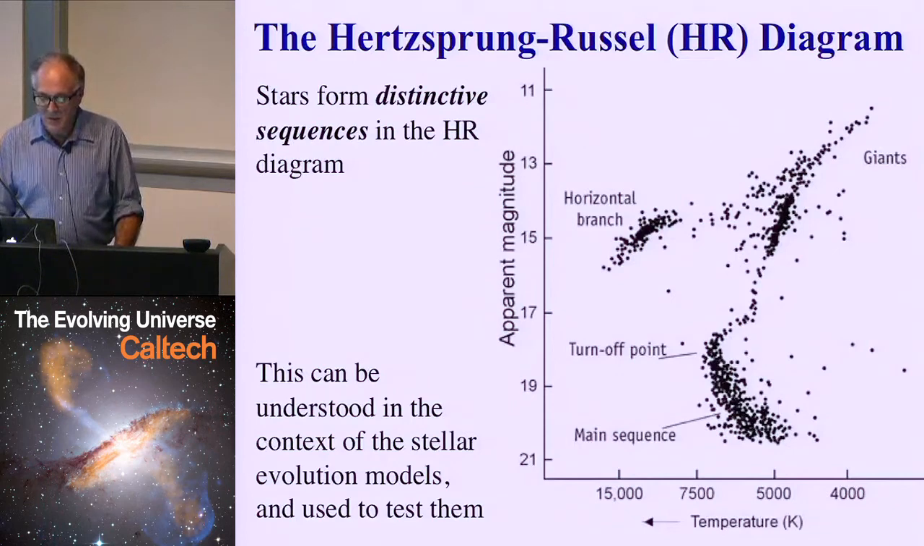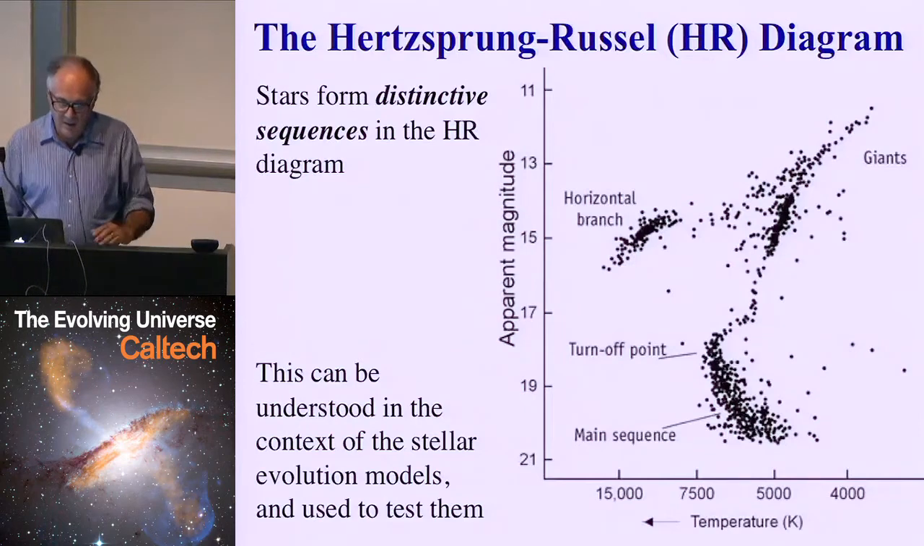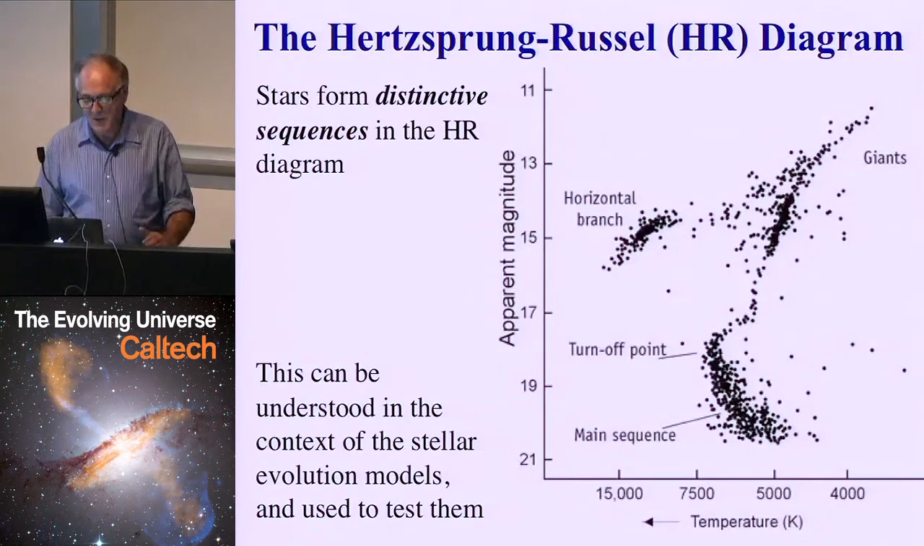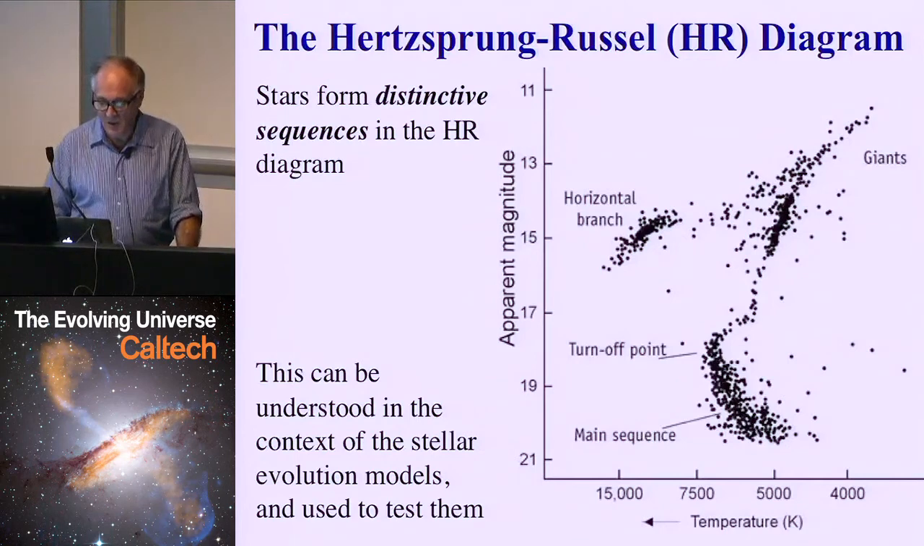The main sequence, which is where most stars spend most of their lives, it has then turned off. Those are stars that are now evolving off to become red giants. Then giants can evolve off to the horizontal branch and can come back to the so-called asymptotic giant branch, and so on.